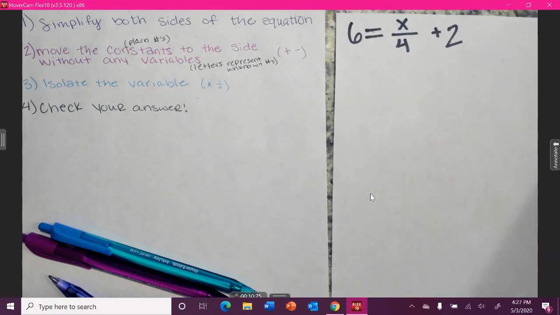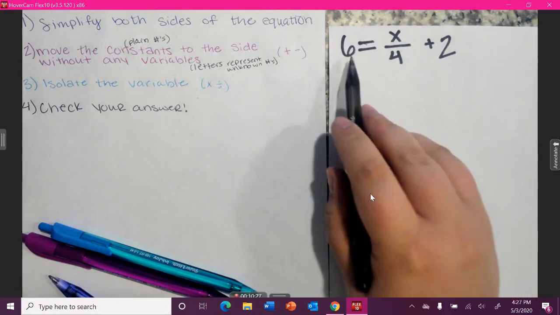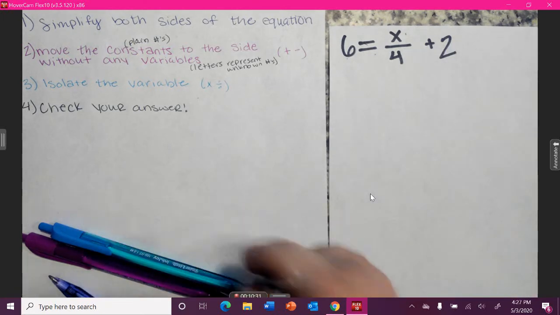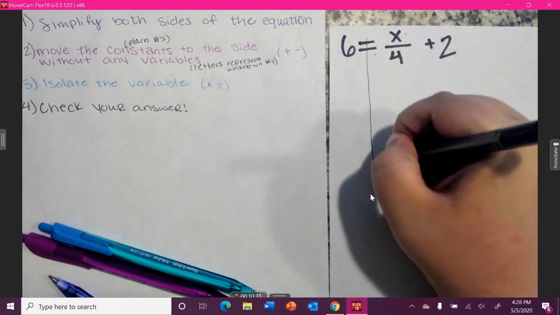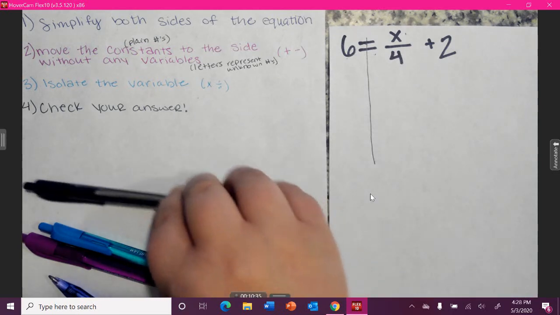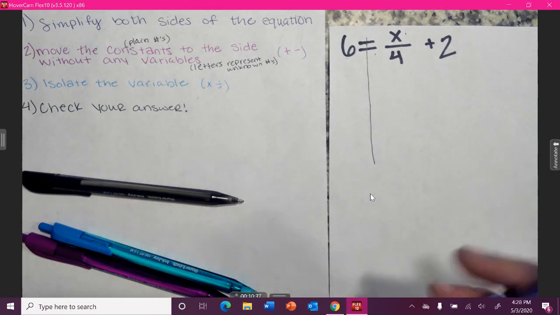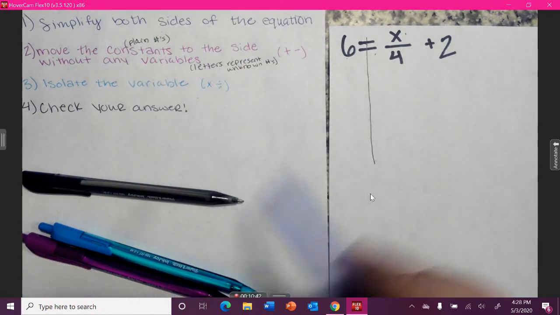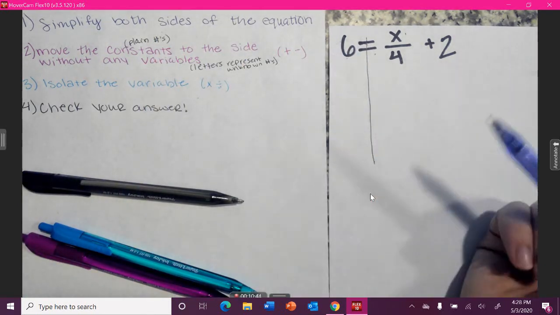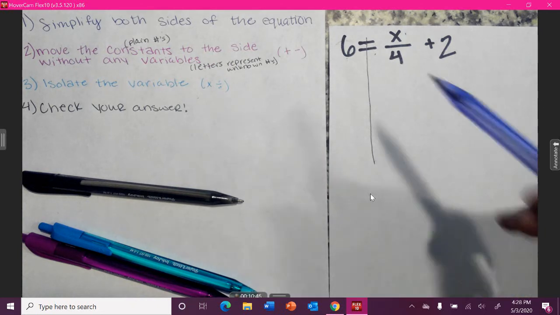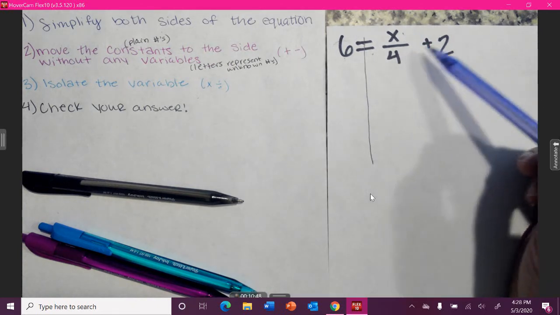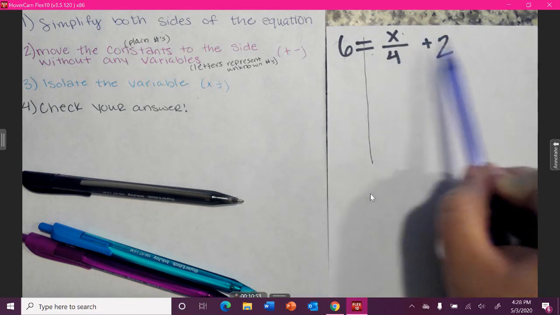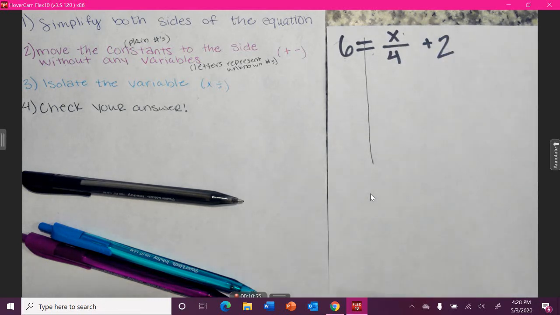The last example we'll look at is the equation 6 equals x over 4 plus 2. First, we'll divide our left and right sides there along the equal sign. My first step is to simplify both sides of the equation. 6 is the only term on the left side, so I can't combine it with anything. X over 4 and 2, those are apples and oranges, I can't combine them. One of them has a variable, the other one is a constant. They won't combine together.